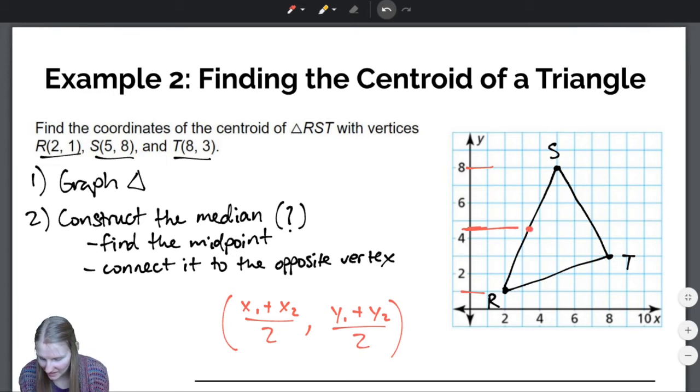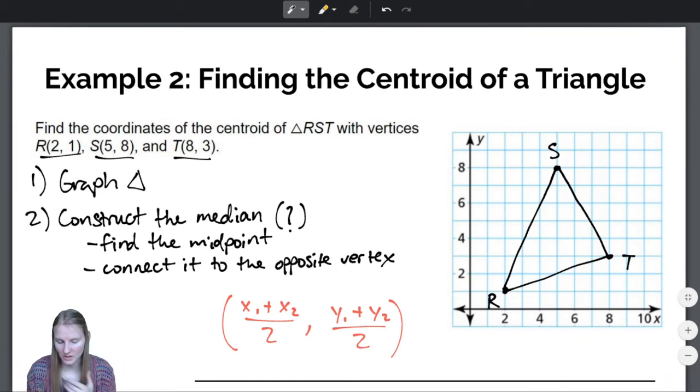And it looks like the midpoint of RS is going to be somewhere around here. And that looks messy, so I don't know if I want to use that one. We could if you want, though. We totally could. Well, actually, yeah, let's do that. We'll do this in two ways.